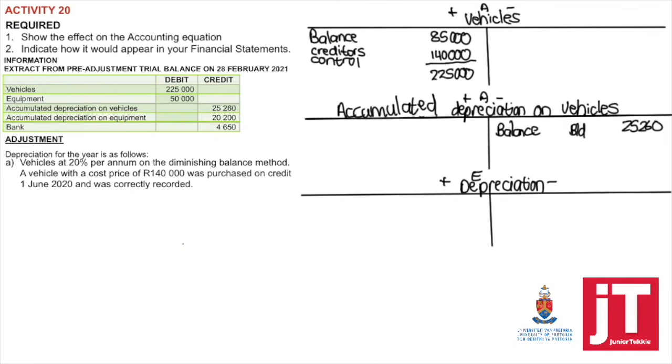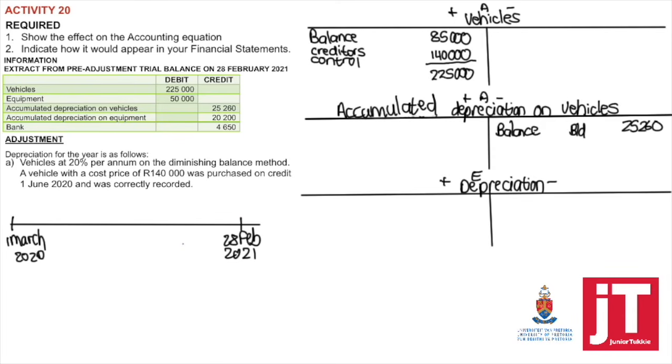Now if we look at vehicles, always start with the movement. They said to you a new addition was bought for $140,000. This was correctly recorded. It means that the balance from the pre-adjustment trial balance is the balance at the end, and you need to work out the balance in the beginning. This is very important to get this part right in calculating the depreciation on the remaining.